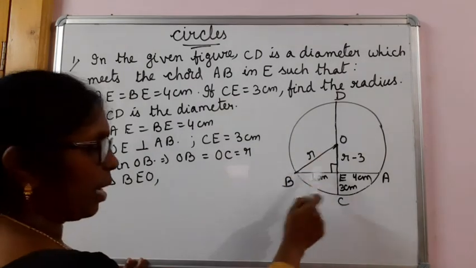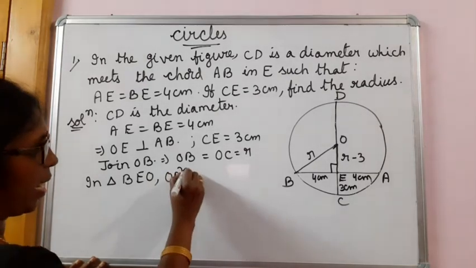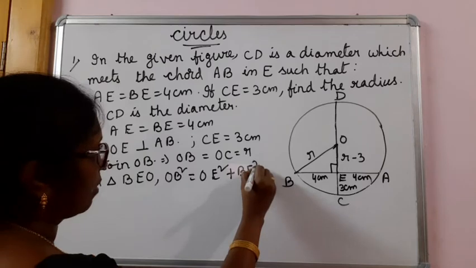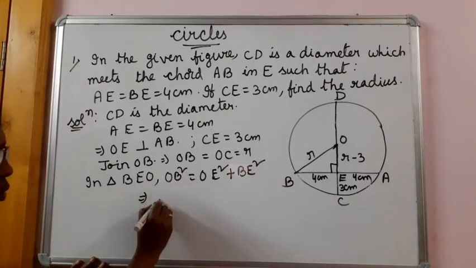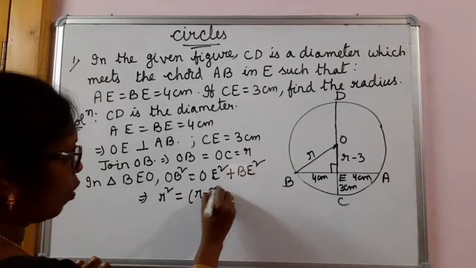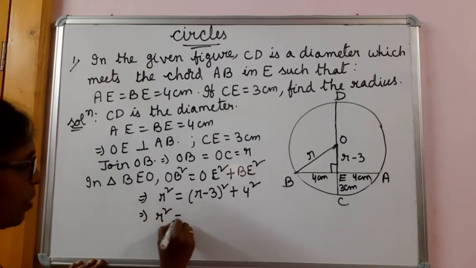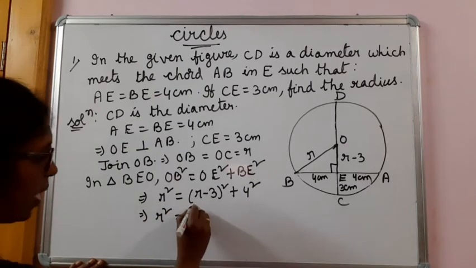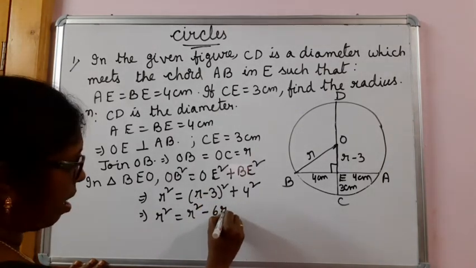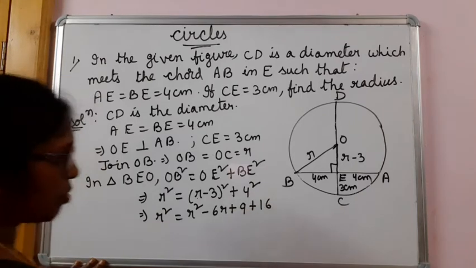So, as per the Pythagoras theorem, we can write OB square is equal to OE square plus BE square. Now let us substitute these values. OB means R square, OE is R minus 3 whole square, and BE is 4 square. So let us open the brackets. It's like A minus B whole square: A square, minus 2AB, 2 into R into 3 is 6R, plus B square, 3 square means 9, 4 square is 16.